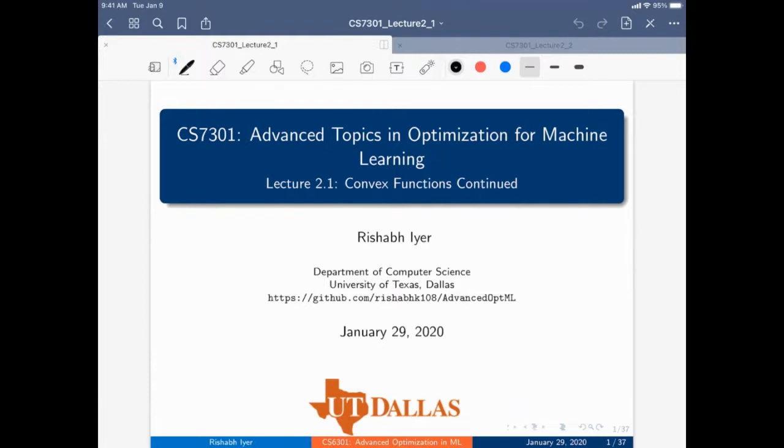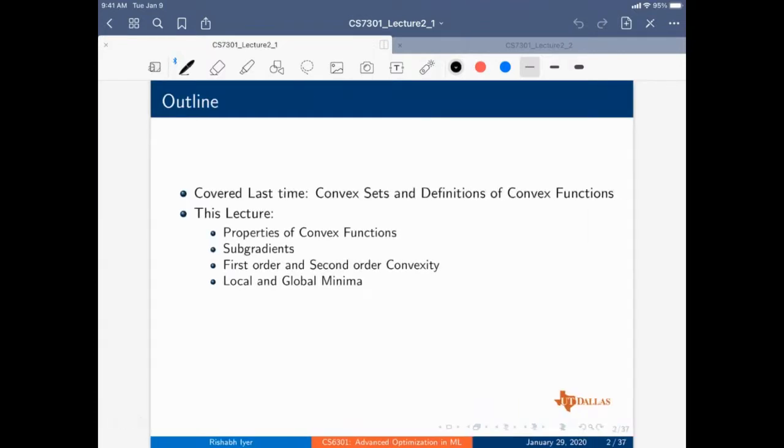What we covered last time was the basics of convex sets and the definitions of convex functions. In this lecture, we will continue with the properties we started off last time. So we'll look at properties of convex functions. Then we'll look at subgradients and subgradient calculus, which is going to be useful for non-differentiable convex functions. We'll also go over first order and second order convexity, and finally local and global minima.